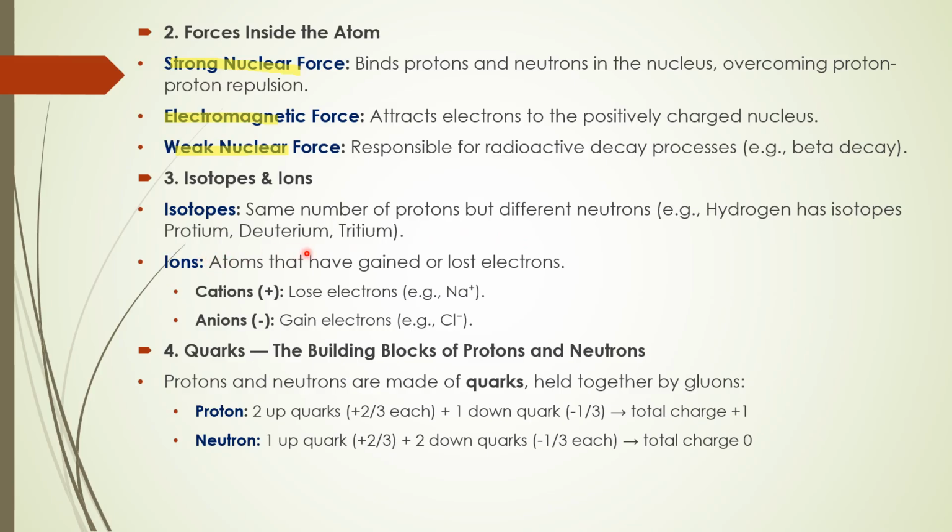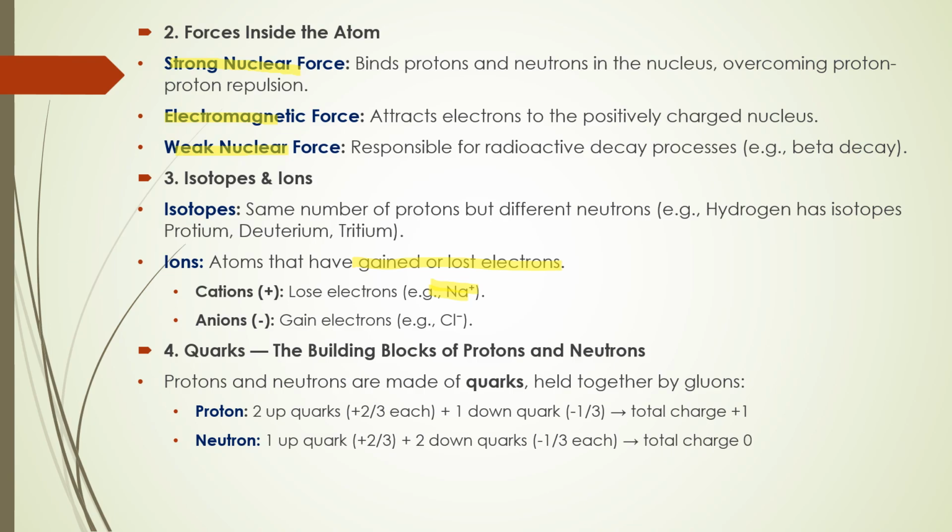And the electromagnetic force attracts electrons to the positively charged nucleus, while the weak nuclear force is responsible for radioactive decay processes, for example, beta decay. And now isotopes and ions. Isotopes have the same number of protons but different numbers of neutrons. For example, hydrogen has three isotopes: protium, deuterium, and tritium. Protium has zero neutrons, deuterium has one neutron, and tritium has two neutrons.